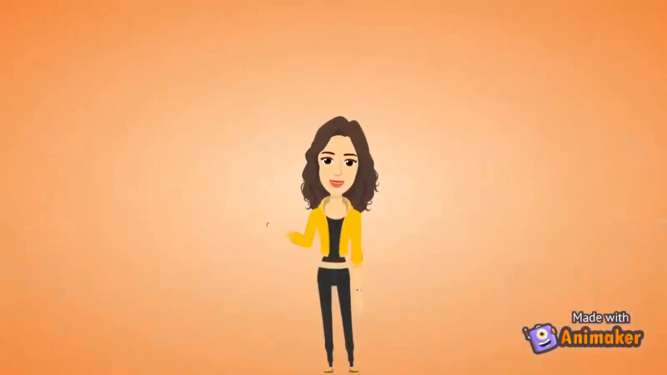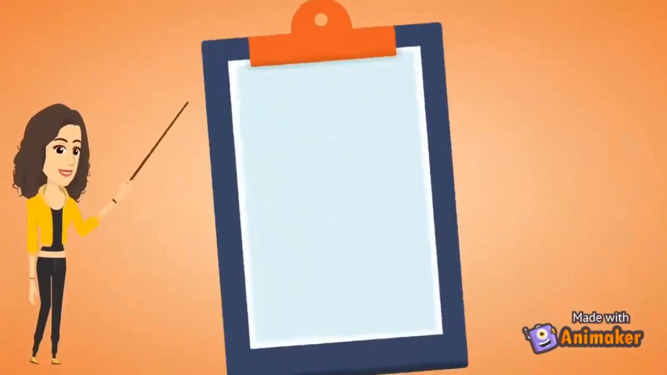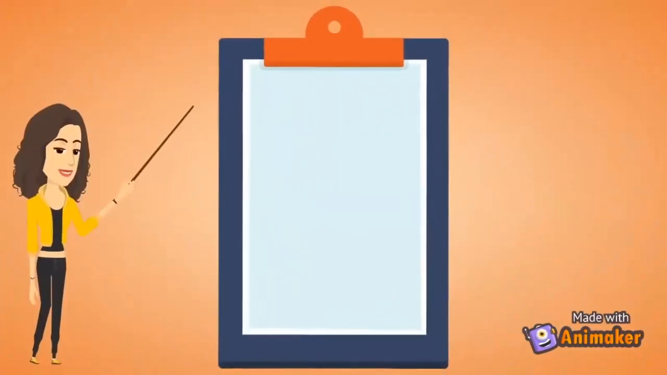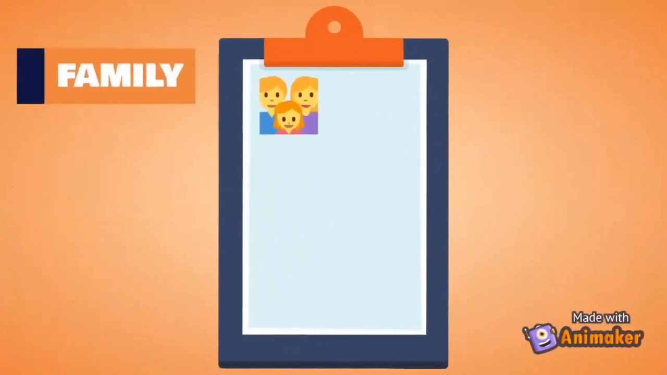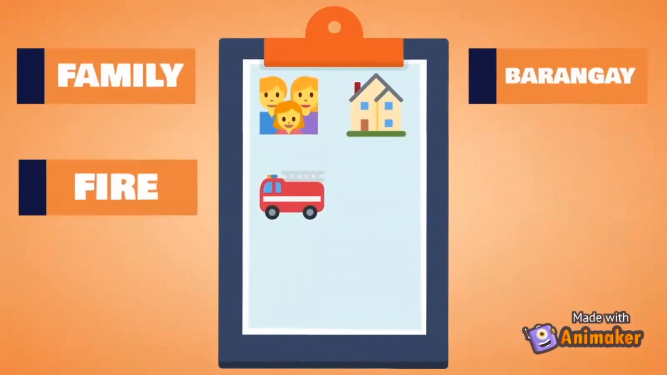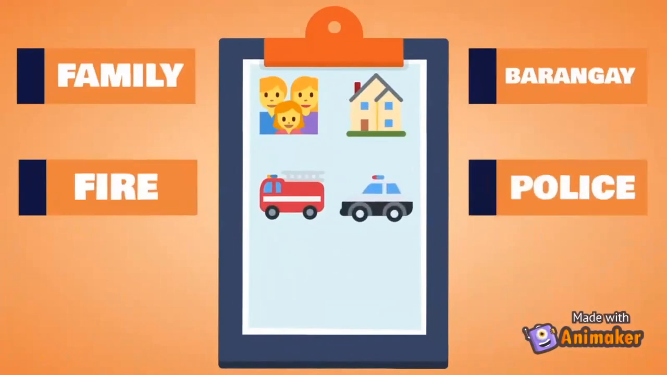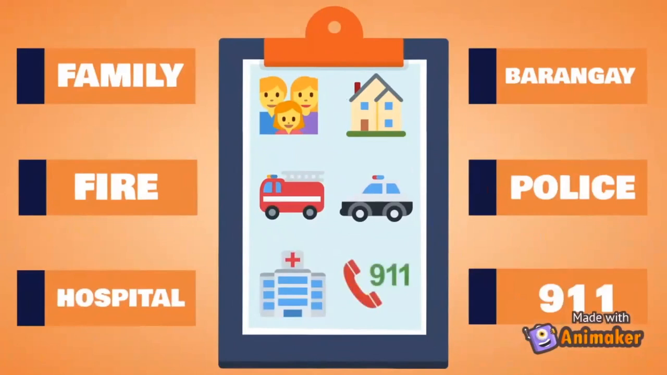Now that I have told you the things you need to do before, during, and after a disaster, here are the contact persons you need to list down in case of an emergency. Number 1, your immediate family. Number 2, your local barangay. Number 3, the fire department. Number 4, local police stations. Number 5, your local hospital. And number 6, your national emergency hotline. And in the Philippines, it is 911.